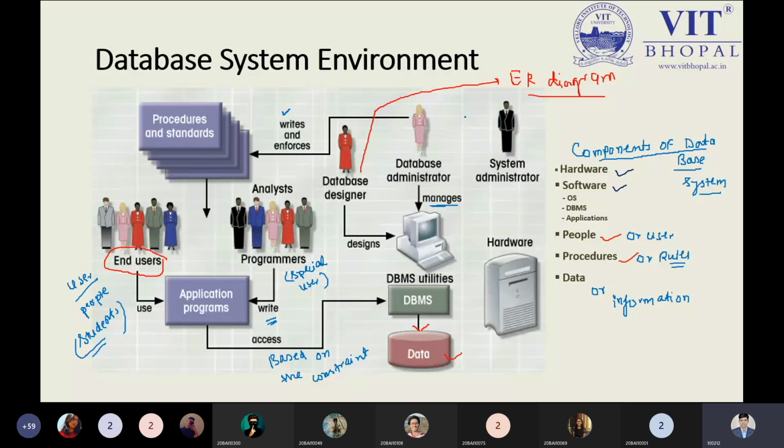What is the role of the database designer? The database designer will design the database. Designing the database can be done in a graphical way. So the ER diagram is the best model for designing purposes.